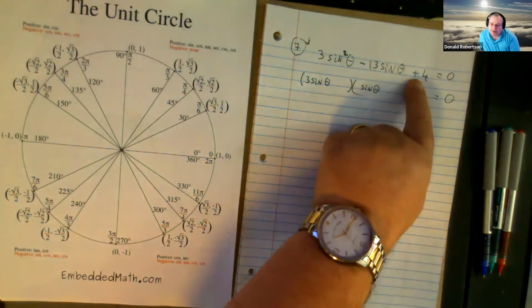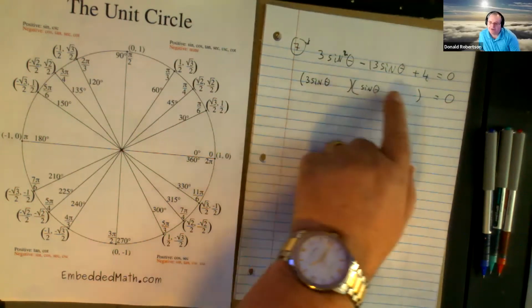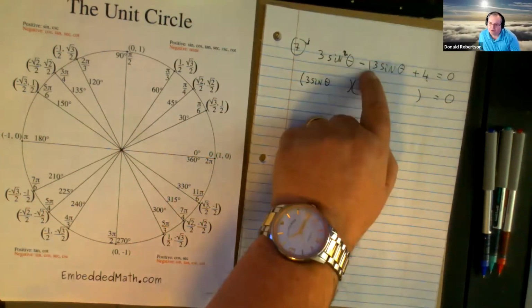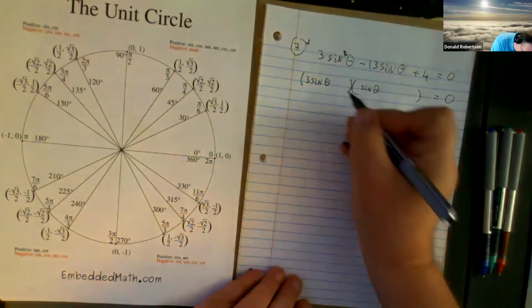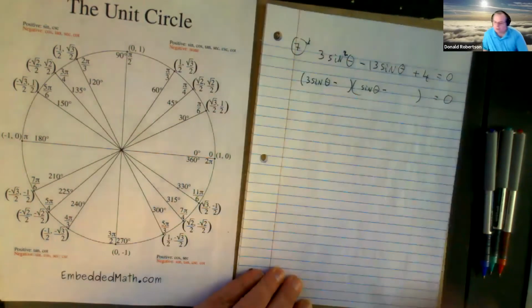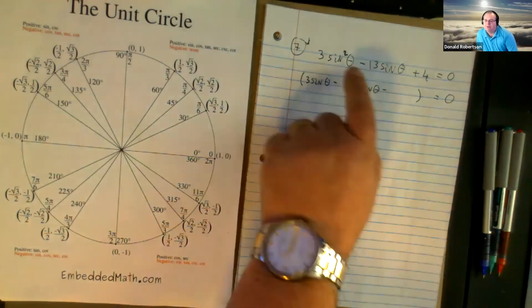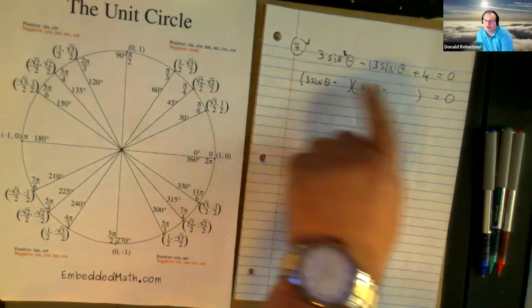Now, this number is 4, so I want combinations of 4. Since this middle guy is 13, that tells me that both numbers are positive or both numbers are negative. But since this is negative, I know they're both negative.